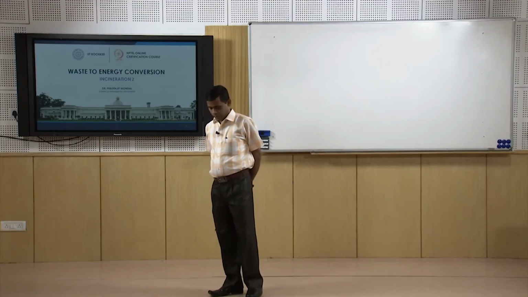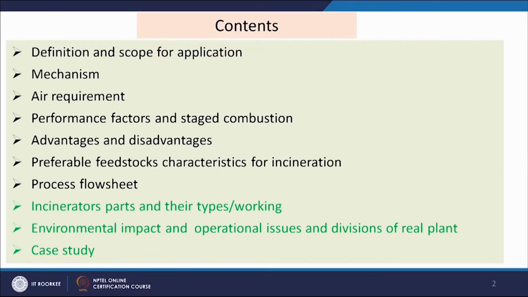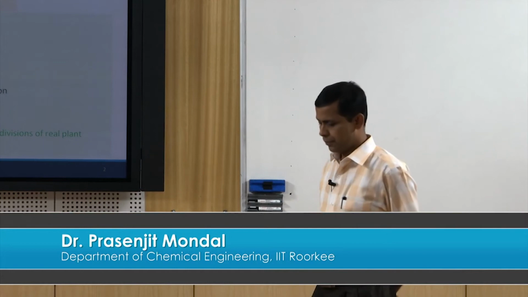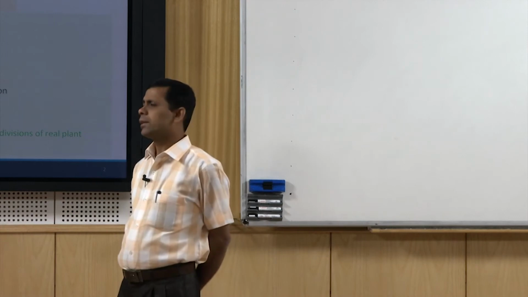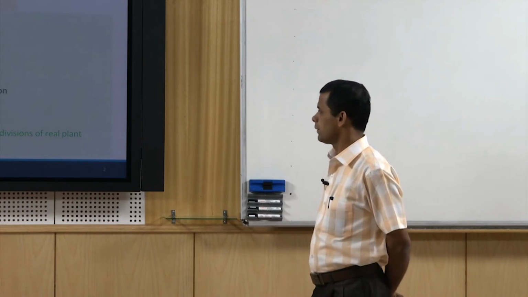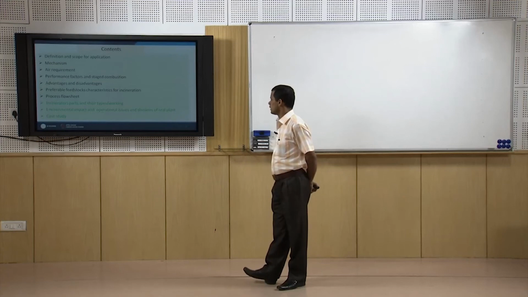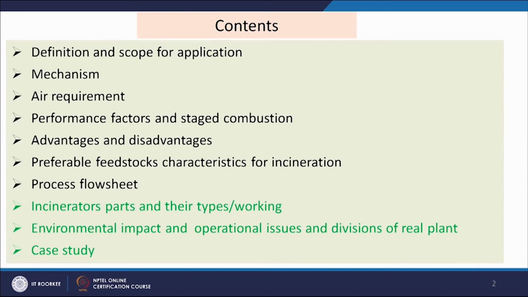Hi friends, now let us start the second part of the module incineration. In the first part we have discussed the definition of incineration, its mechanism, advantages, disadvantages, and its flow sheet for the incineration of solid waste. In this part we will discuss incinerators, their parts, types and working, environmental impact and operational issues, and divisions of a real plant, and we will provide some case studies.